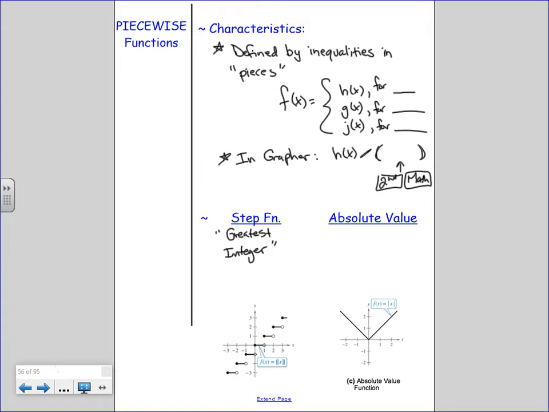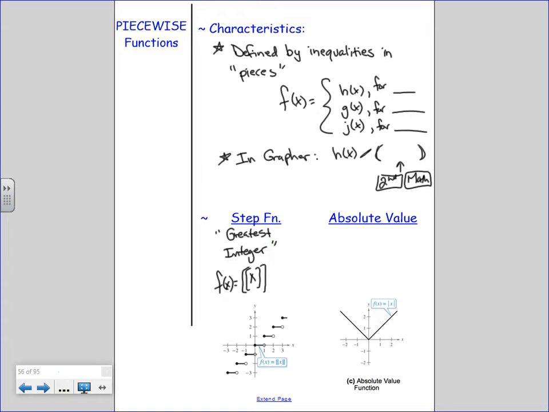I'll give you an example of that one in just a second. But the greatest integer, some of you can't see it, sorry. There are a few different ways of showing it, but the way that our book shows it is with a double bracket. A little double bracket around that x.